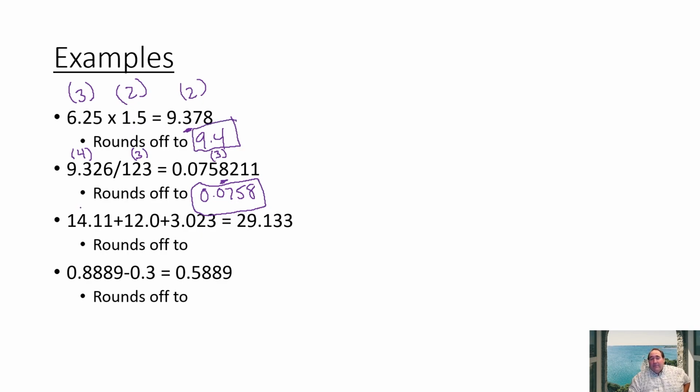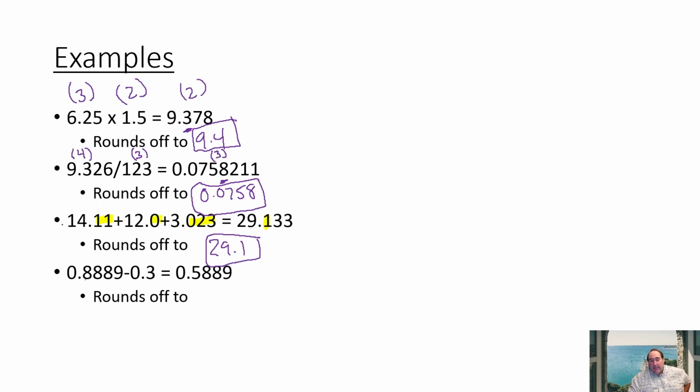We are adding, which means we're looking at not significant figures, but decimal places. So here, this has 2 decimal places, 1 decimal place, 3 decimal places. We're going to look at 1 decimal place in terms of our answer, and that's going to give us 29.1. Has 1 decimal place, but 3 significant figures.